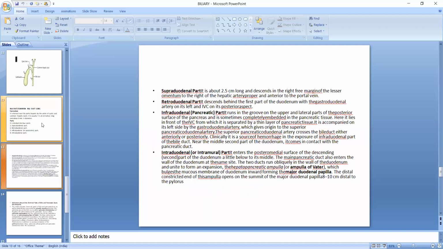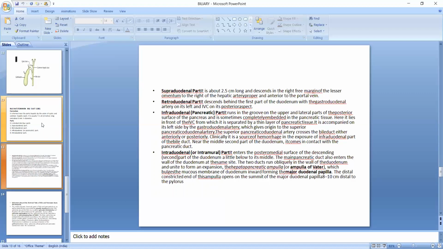Supraduodenal part is about 2.5 centimeter long and descends in the right free margin of the lesser omentum, to the right of the hepatic artery proper and anterior to the portal vein. Retroduodenal part descends behind the first part of the duodenum with the gastroduodenal artery on its left and the inferior vena cava on its posterior aspect.